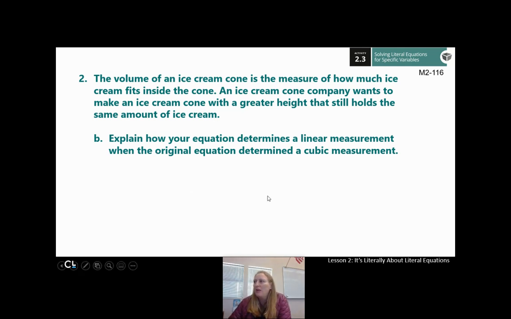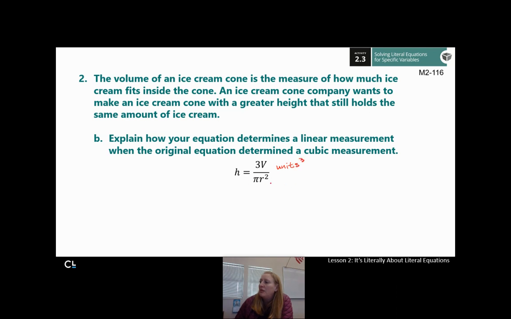First of all, let's talk about the units. So here's our equation, h equals 3 times v over pi r squared. How do the measurements work out on this? How do the units work out on this? I know that volume is measured in cubic units, right? So this would be units cubed on top.